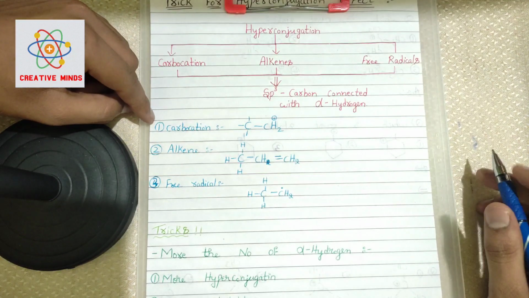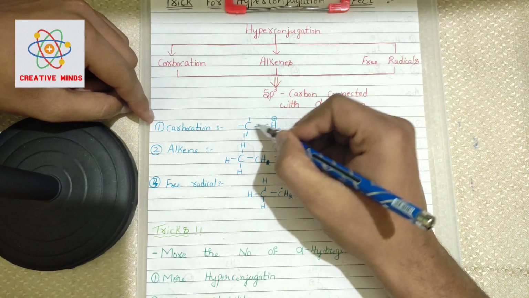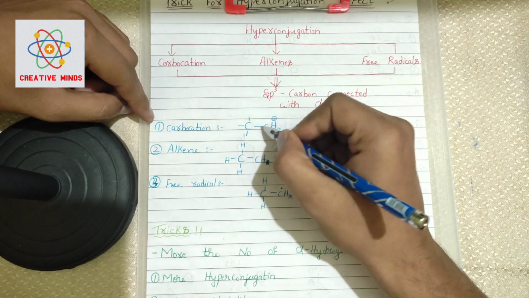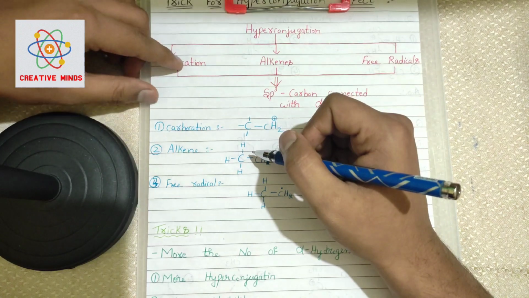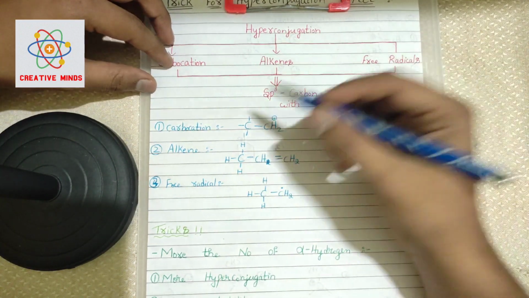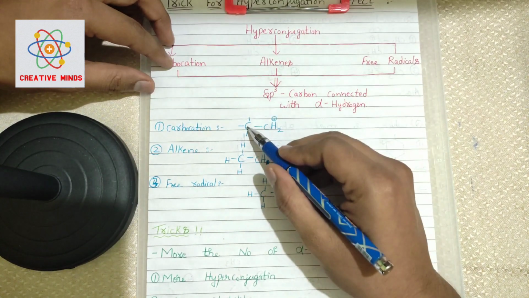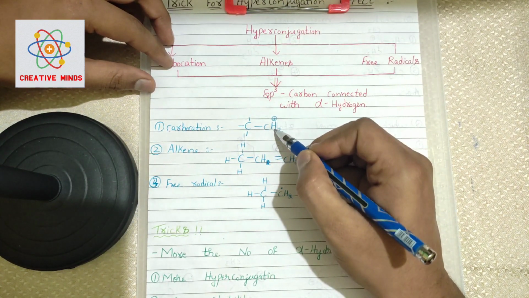Now in carbocation, this is an sp3 hybridized carbon, because here we have 1, 2, 3, 4 bonds. I have already explained how to find the hybridization. If you want to watch that video, I'll provide the link in the description box. Now this is the sp3 carbon, and to this carbon another carbon is connected. Here you can see two hydrogen, so two alpha hydrogen we have.